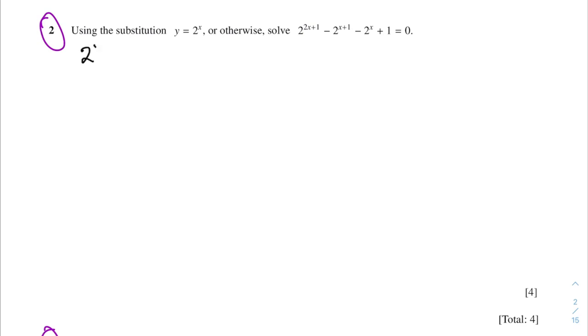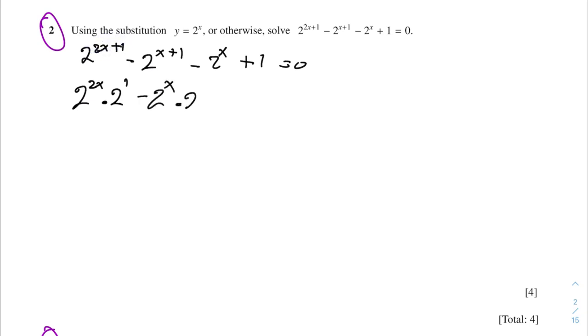So I have 2 to the power 2x plus 1, minus 2 to the power x plus 1, minus 2 to the power x plus 1 equals 0. Okay, so now this means 2 to the power 2x. The plus 1 means there's a 2 multiplying it. Remember, indices, this power 1. So since the bases are the same, you add the powers. That's how come they got this particular power. Same thing as this.